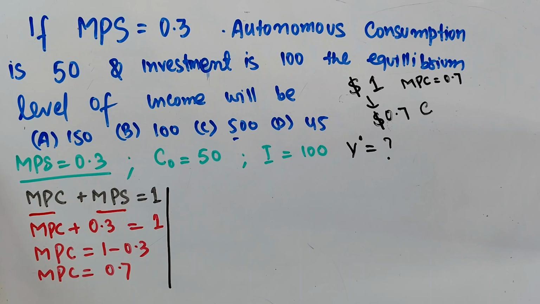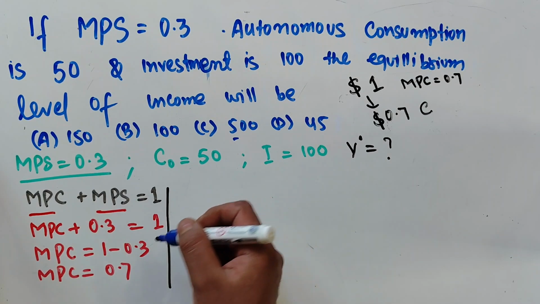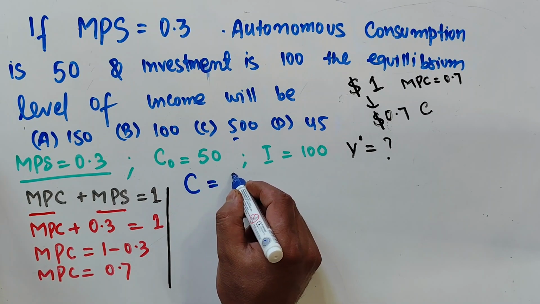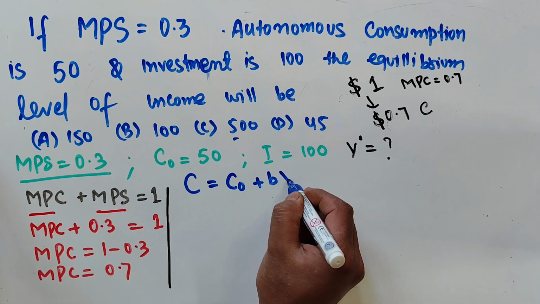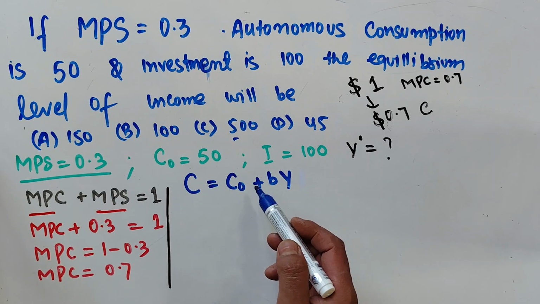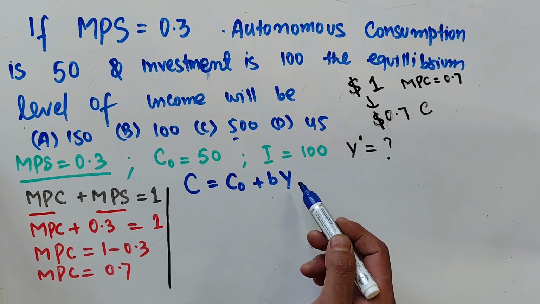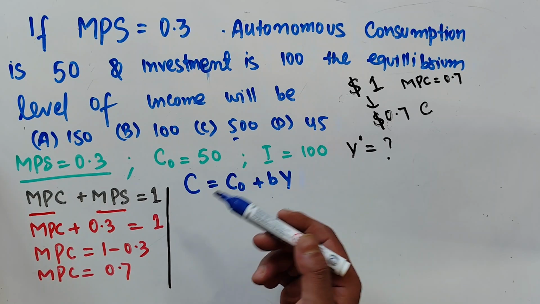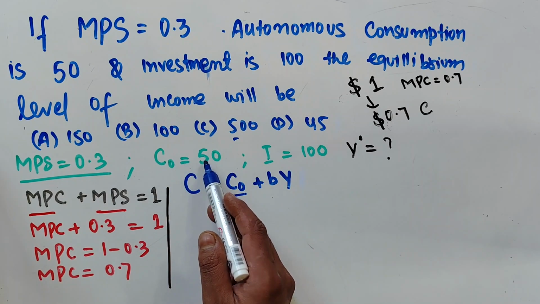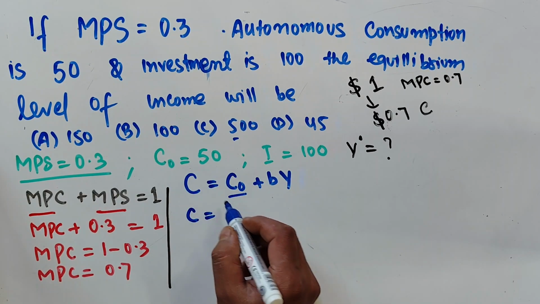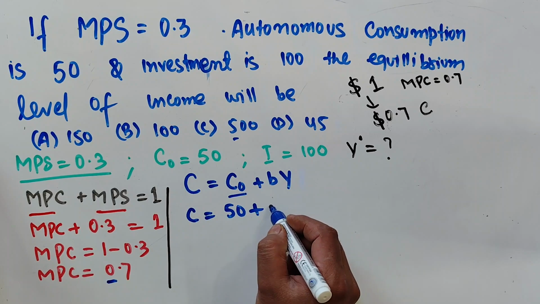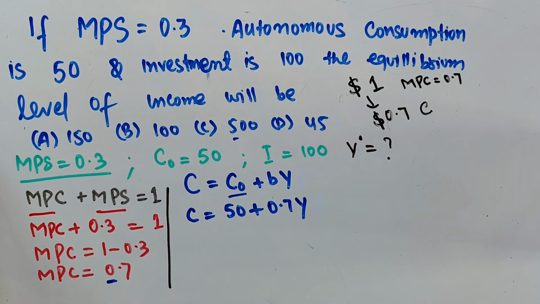Having said this, we also need to find out the consumption function. Let us denote it: C is equal to C naught plus BY. That is, consumption is equal to autonomous consumption, which does not depend upon the level of income, whether our income is 0, 10 or 100. We have to consume something, that is denoted by C naught, and it is given as 50. So C is equal to 50 plus B, which denotes the marginal propensity to consume, which we calculated as 0.7, then we have Y.